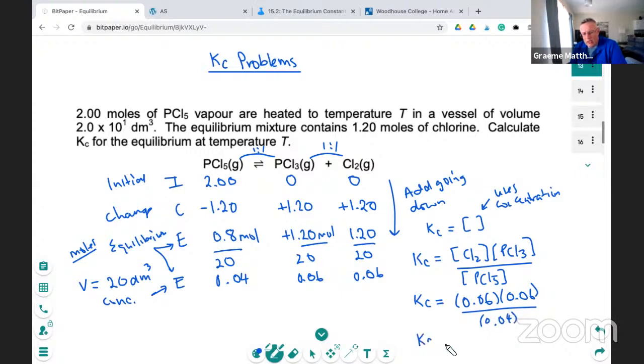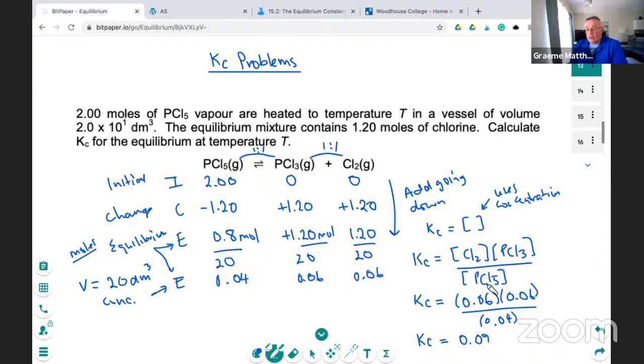And then you get Kc is equal to 0.06 times 0.06 divided by 0.04. I do this live, right? I got 0.09. Yeah, 0.06 times 0.06 divided by 0.04 is indeed 0.09.